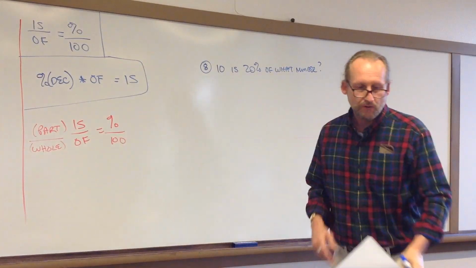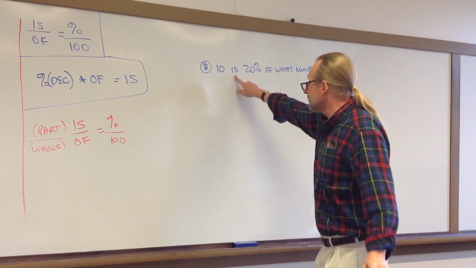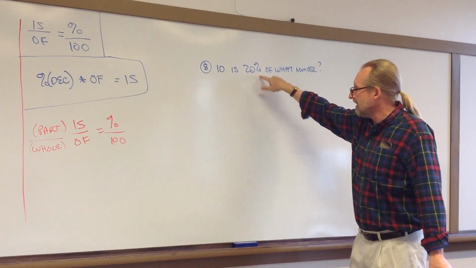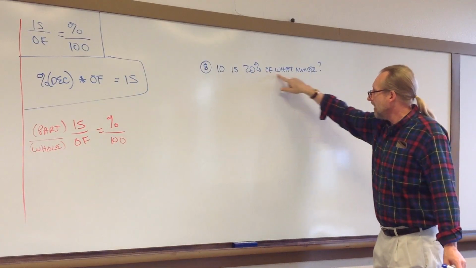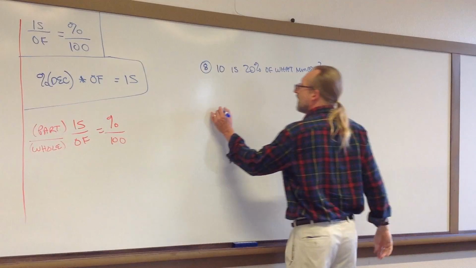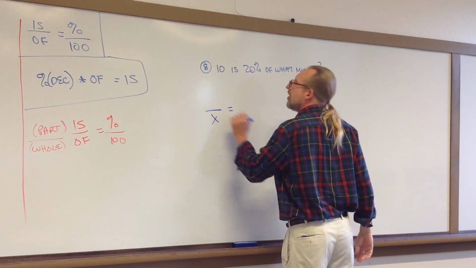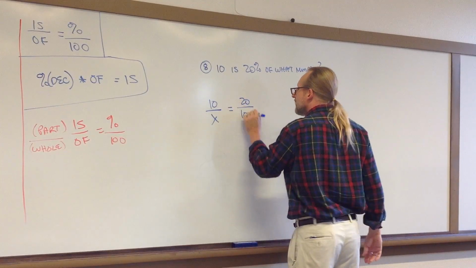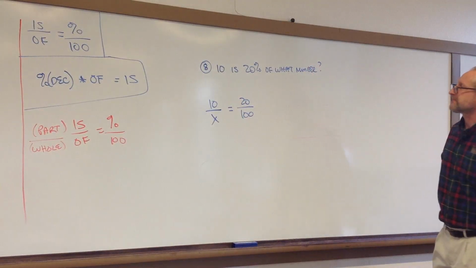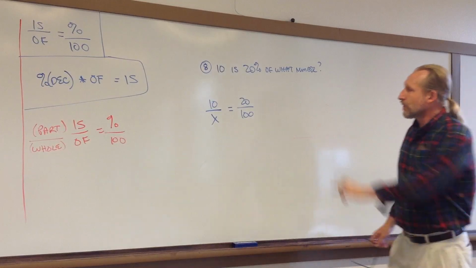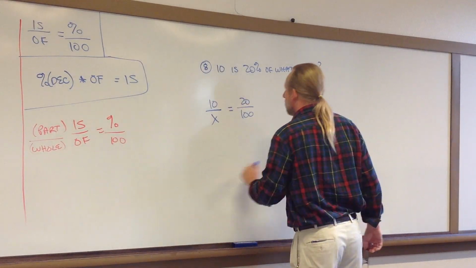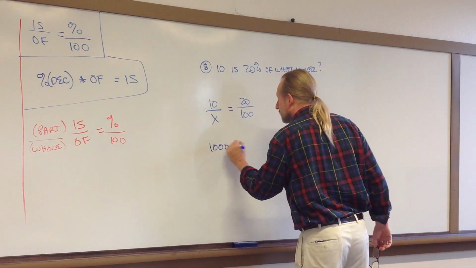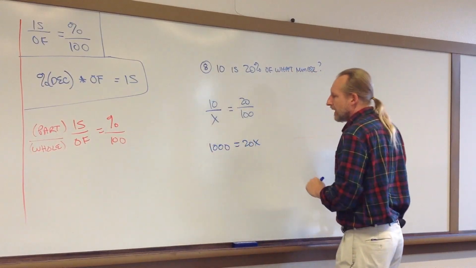All right, so let's identify the pieces. The "is" is the 10. The percent is the 20. And the "of" is what we're looking for, so that would be a variable. The "is" is 10. The percentage is 20. And so there's our proportion. And again, we're going to cross multiply. So 10 times 100 is 1,000, equal to 20x.